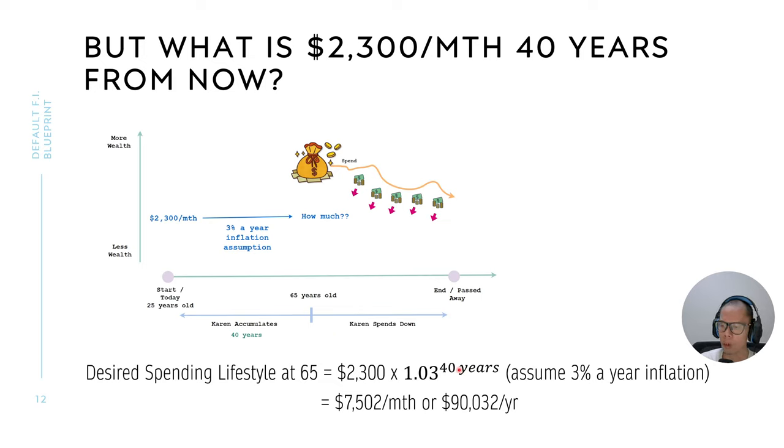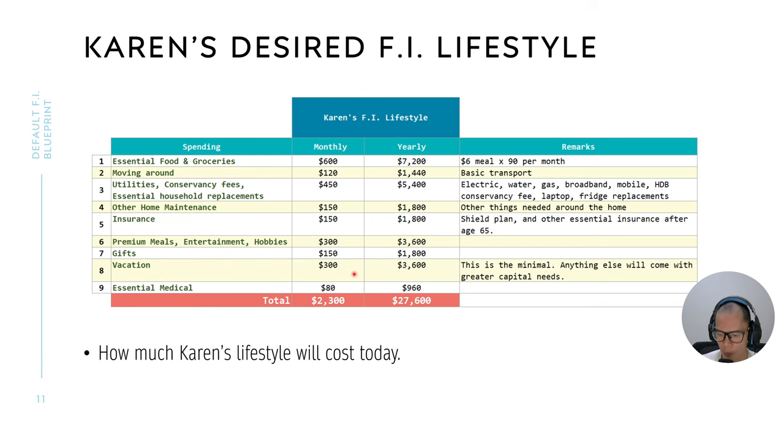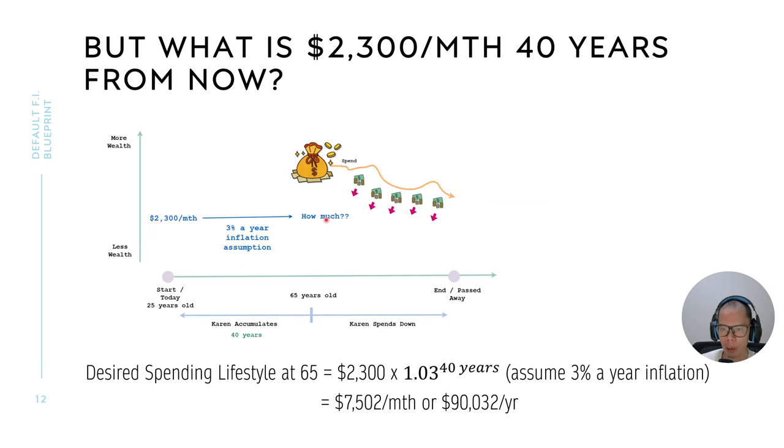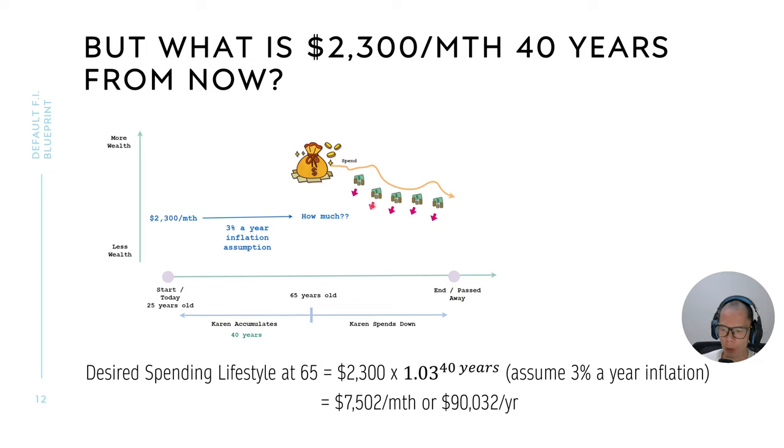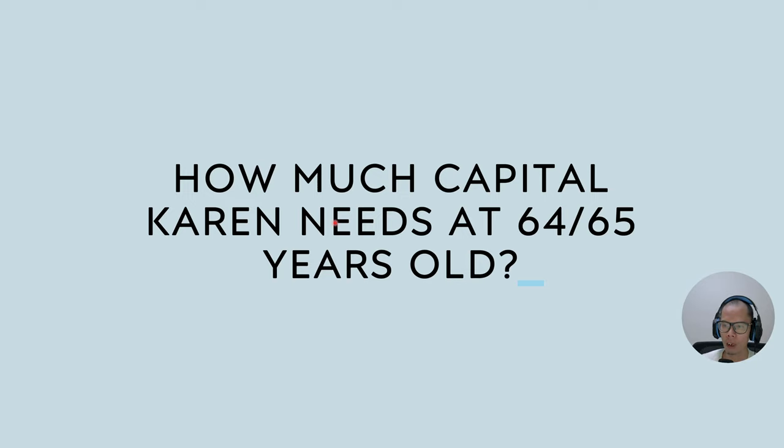Remember this formula. If you put this formula inside your calculator, you come out with $7,500 a month, or $90,000 a year. So in 40 years' time, the equivalent purchasing power for these line items is $7,500. $7,500 will be able to buy you these line items. Probably it's not this amount, but it's a future amount. So you figure out how much it is. So how much capital does Karen need at 64 and 65 years old?